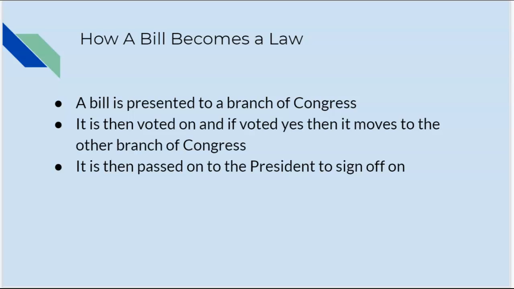Like I said, just a really brief overview of how a bill becomes a law. We'll get more into that, but I just wanted to put into terms some of the vocabulary that you learned from this lesson.